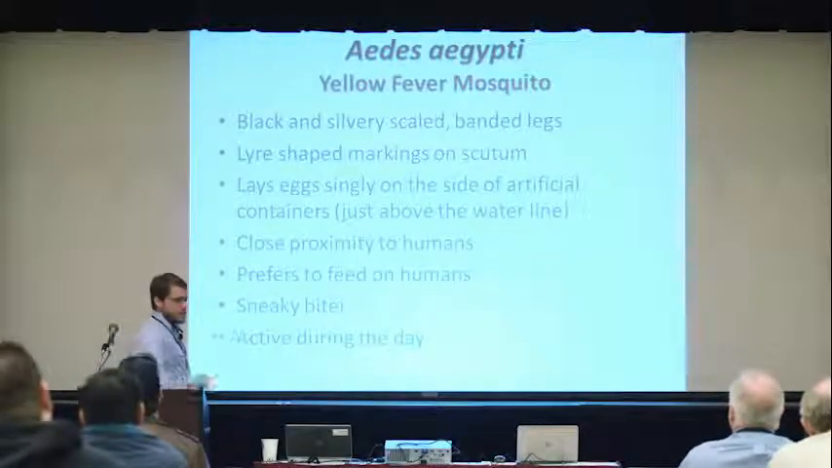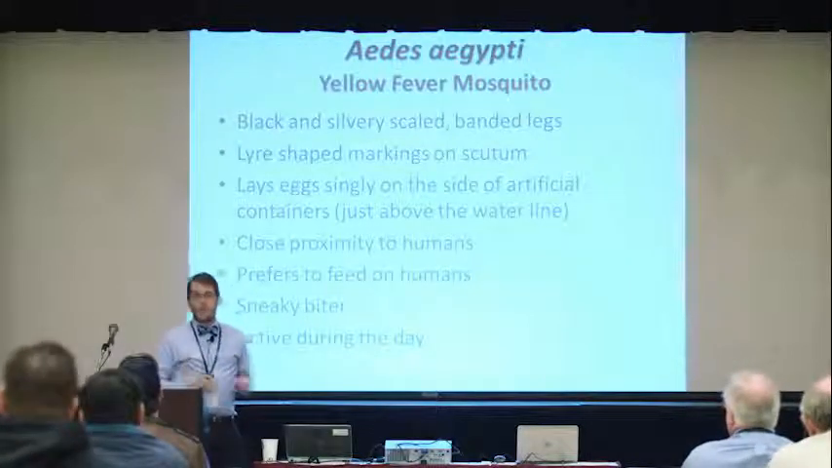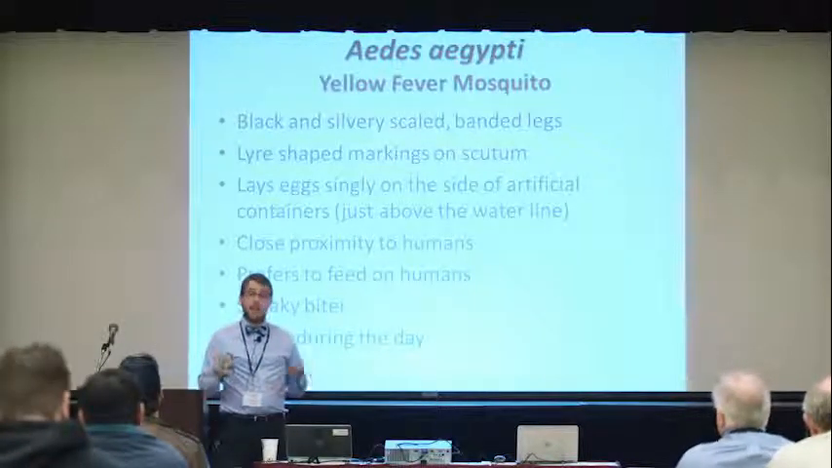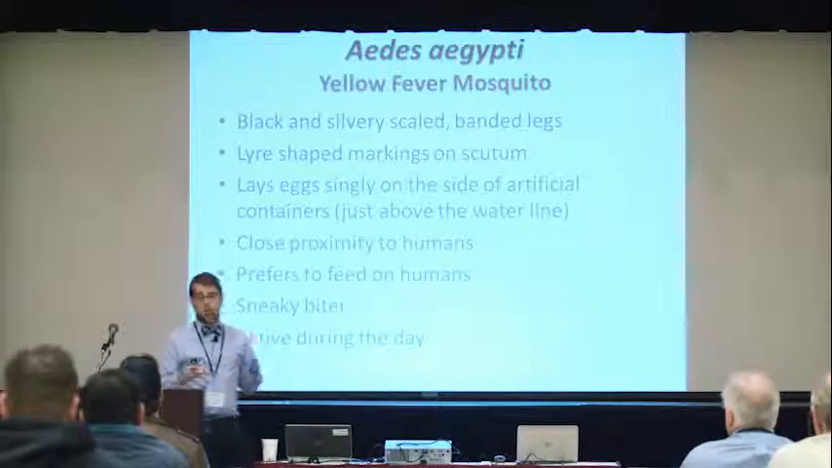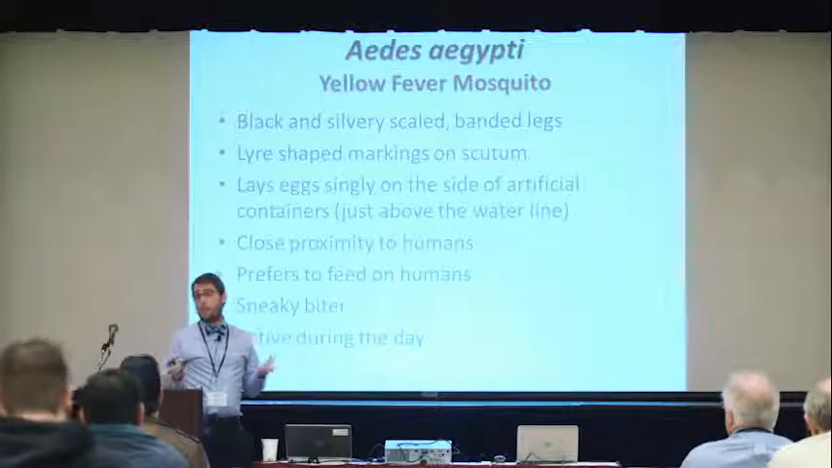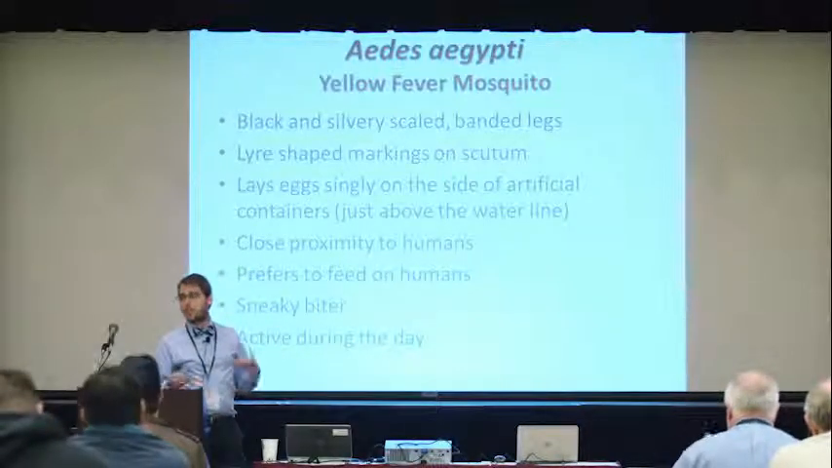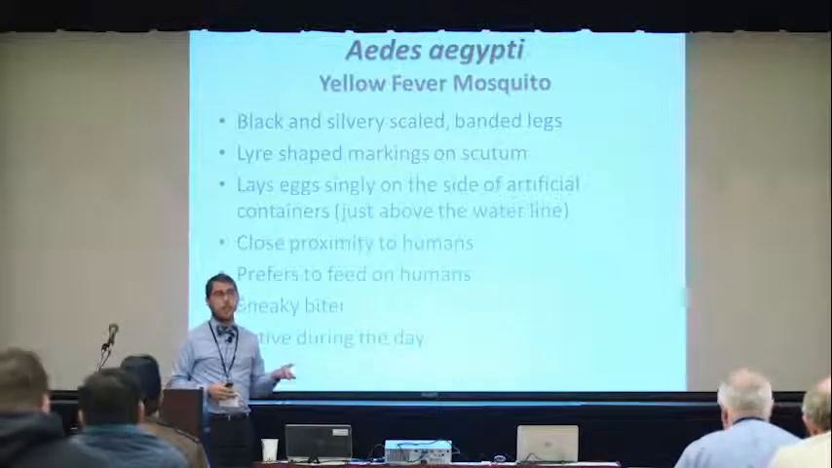Next, we're going to look at Aedes aegypti, which is known as the yellow fever mosquito. It's black with silvery or white scales. It's got banded legs. It has a unique lyre shape on the scutum, which is the top of the thorax. The eggs are laid singly, preferably in artificial containers in close proximity to people, because they prefer to feed on people. And they're a really sneaky biter.